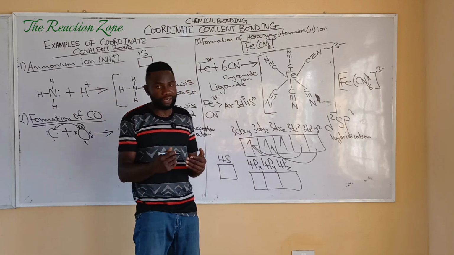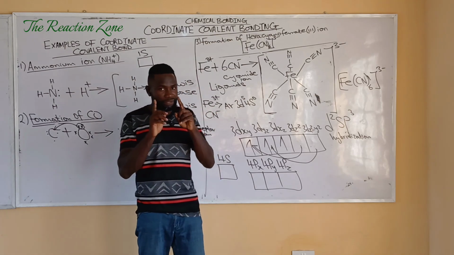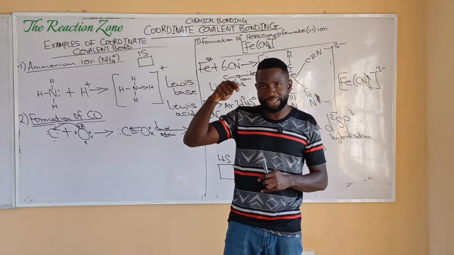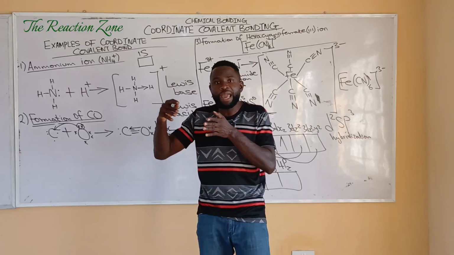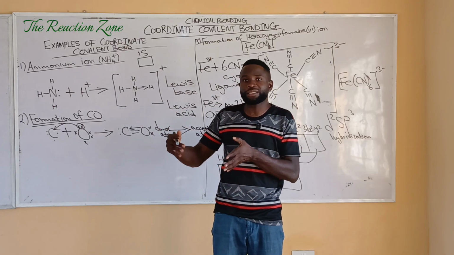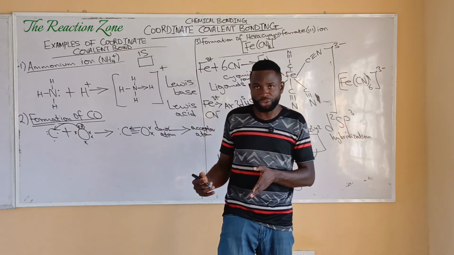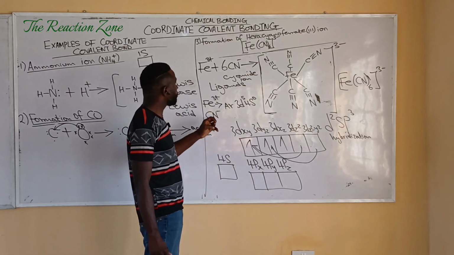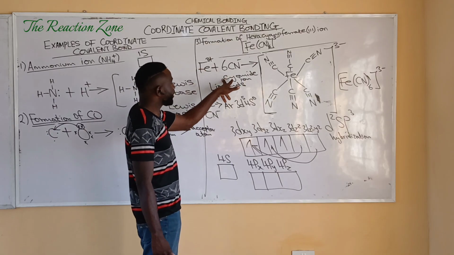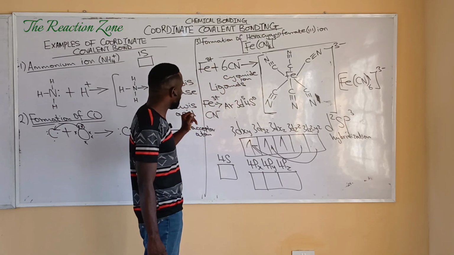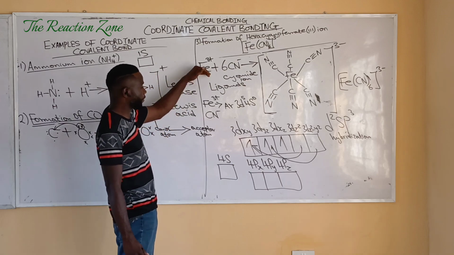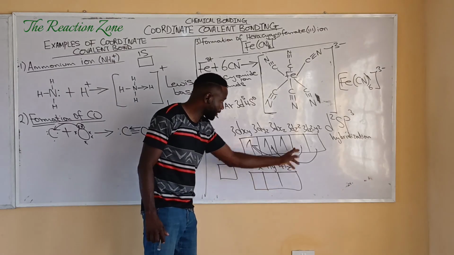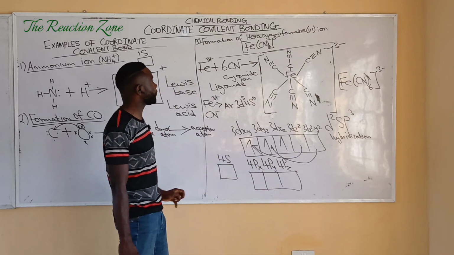Because if you remember at the beginning of this class, I said clearly that the electron pair acceptor must have empty orbitals to accept the shared electron pair. So, the electrons that will be donated by the ligands for sharing with the central metal ion Fe3+ will be in these vacant orbitals, these 6 vacant orbitals.